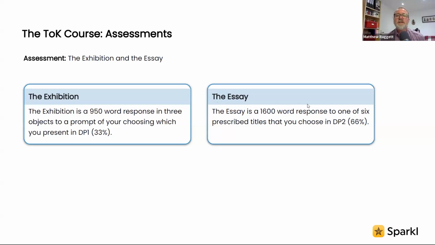The second piece of assessment is the essay. And the essay is in response to one of 6 titles that you will be given in DP2. And the 6 titles will give you the chance to talk about at least one thing that you find interesting and you enjoy in your DP program. They're usually related to 1 or 2 of the areas of knowledge, and they usually give you the chance to talk about one of the themes in quite a deep way, 1,600 words, and you get the chance to get written feedback from your teacher.